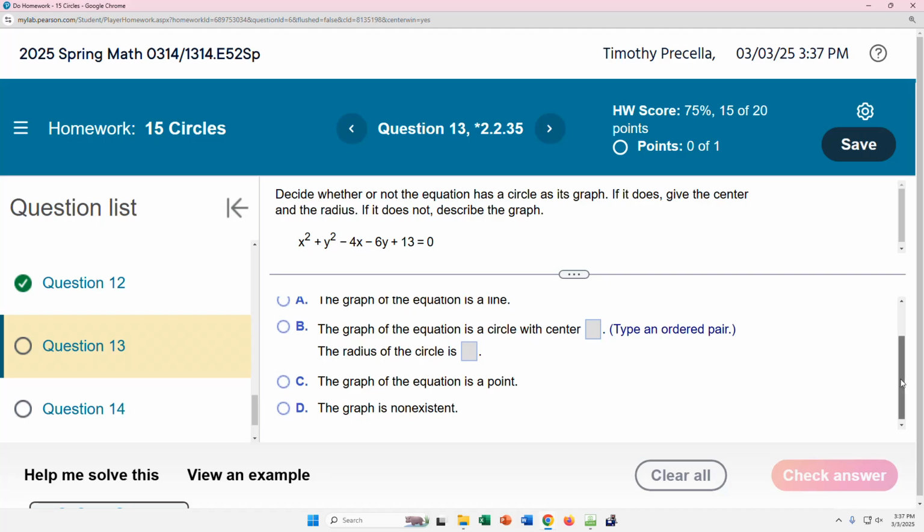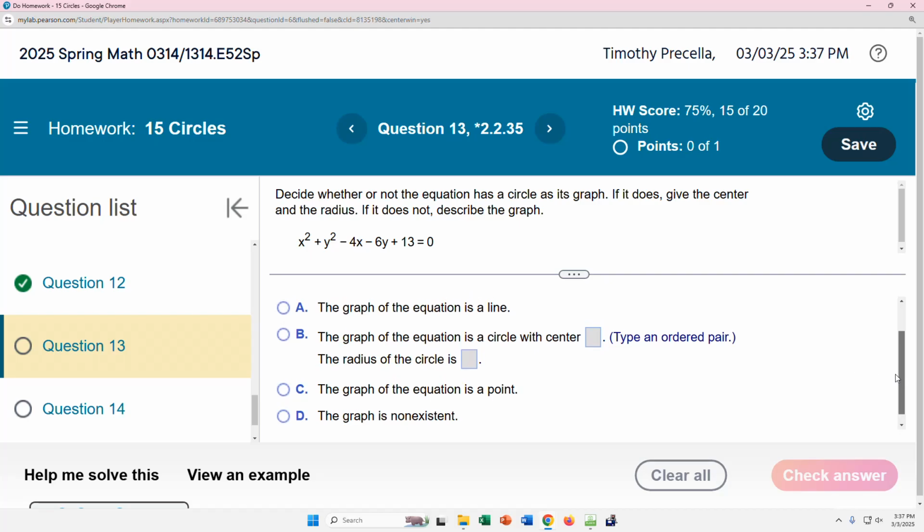Number 13, x squared plus y squared minus 4x minus 6y plus 13 equals 0. Realize you can't just look and decide, oh, it's not going to be a circle or something until you get it into center radius form. You can't just look there and say, oh, it's not a circle, or all you can do is look and say it's not a line. But you know it's not a line because we have x squares and y squares. So we can't choose A. If you're going to guess, don't guess at A.